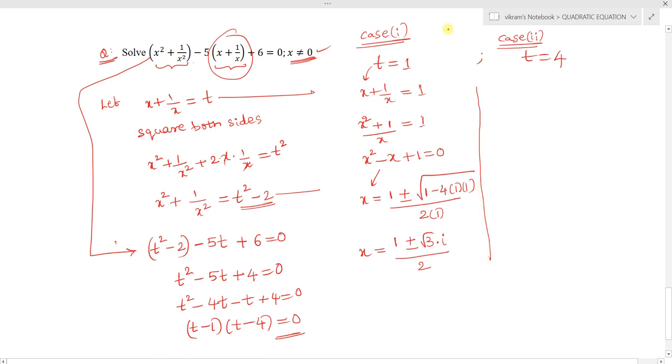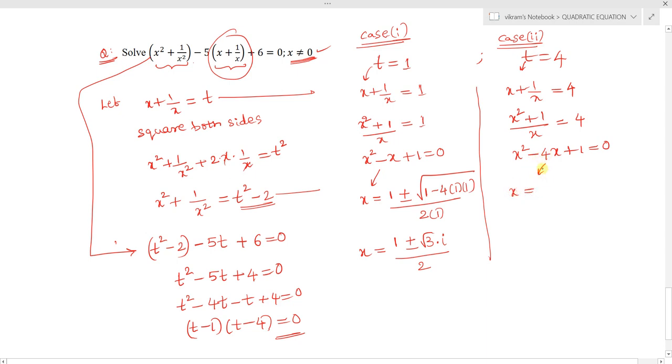Now here we need to replace it as x plus 1 by x equals 4, and we can take the LCM: x square plus 1 by x is equal to 4, which we can write as x square minus 4x plus 1 equals 0. Factorization is not possible, so we use the formula again.